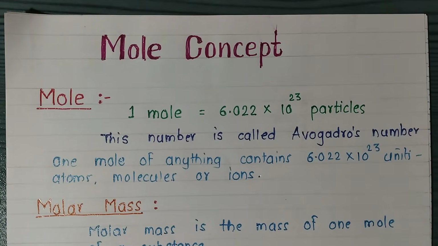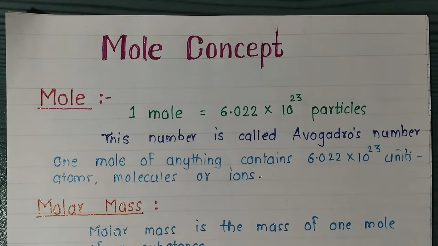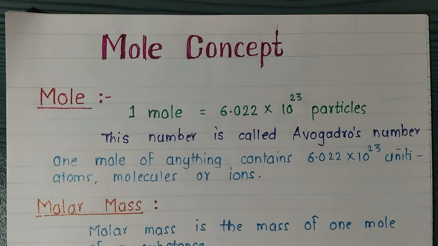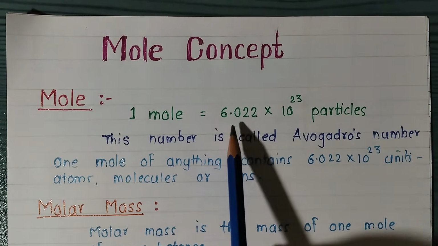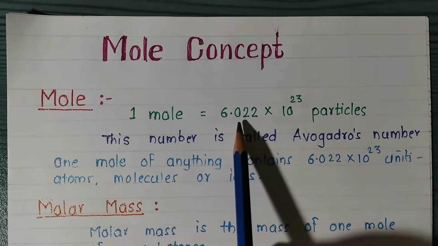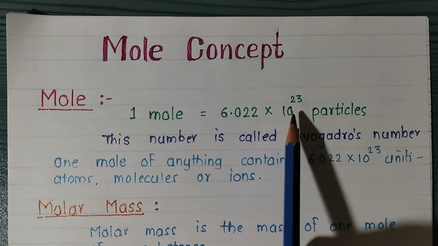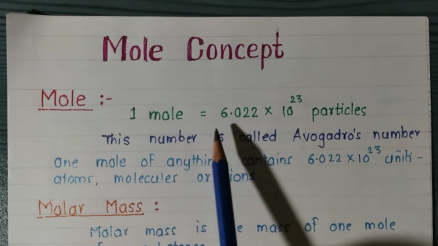So first of all we understand what is a mole. A mole is just a counting unit, like a dozen. As we know, one dozen is equal to 12 items. Similarly, 1 mole is equal to 6.022 × 10^23 particles.